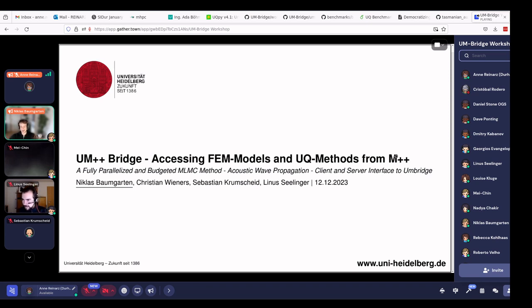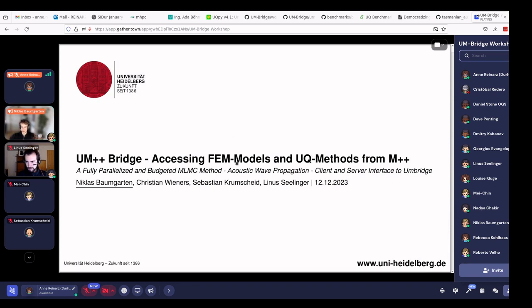However, I also want to explain, in at least two-thirds of the talk, what kind of models you can solve with this. I'm going to talk in particular about acoustic wave equations, and also during my PhD thesis, I developed a UQ library for the finite element software. And I'm going to talk in particular about a budgeted multi-level Monte Carlo method, which I have developed together with Christian Wieners and Sebastian Krumscheid, who is also giving a talk today.